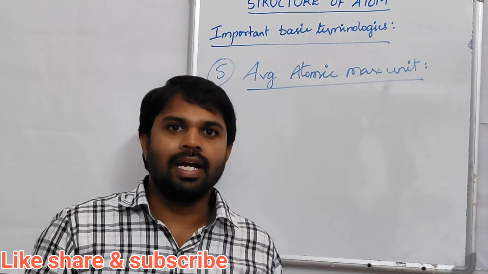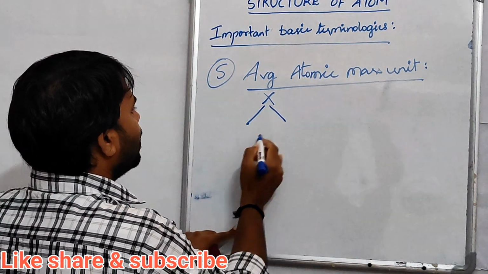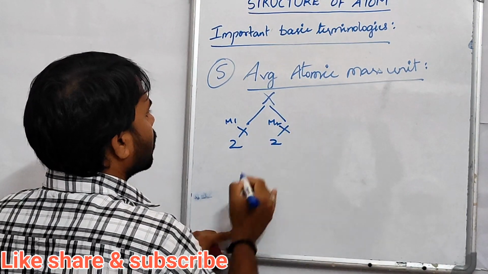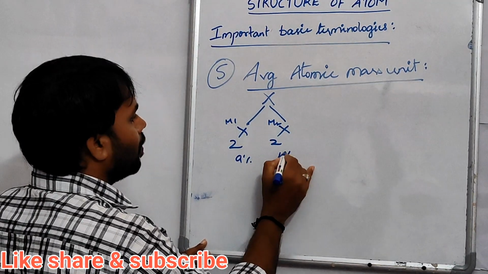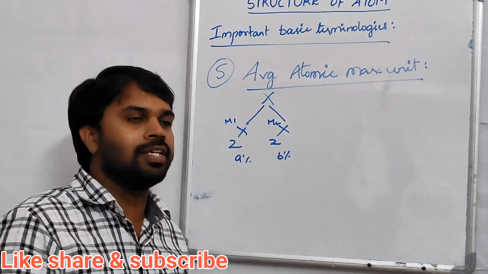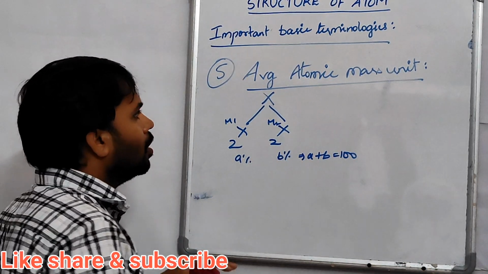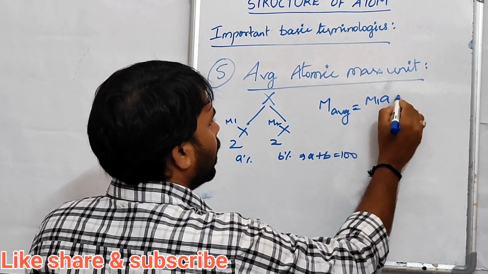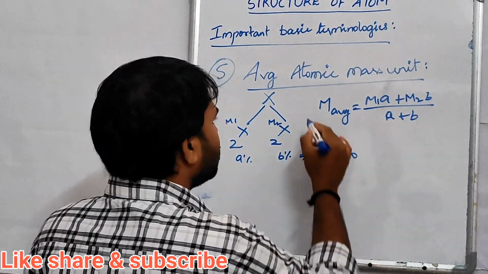Let's see case 1, an element having 2 isotopes. For example, X is an element. It is present in 2 isotopic forms. The percentage abundance of this form is A%. The percentage abundance of this form is B%. The sum of the percentage abundances of all the isotopes of an element is always equal to 100. That is, A plus B equals 100. Now come to the calculation of average atomic mass. That equals (M1A plus M2B) divided by (A plus B).